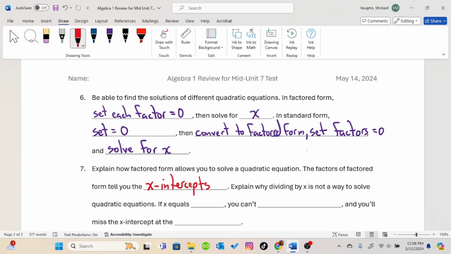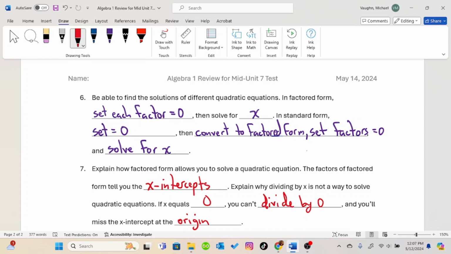Explain why dividing by x is not a way to solve quadratic equations. If x equals 0, you can't divide by 0. And you'll miss the x-intercept at the origin. So you want to make sure that once you're in factored form, you do not divide by x. You set each factor equal to 0 and solve for x.